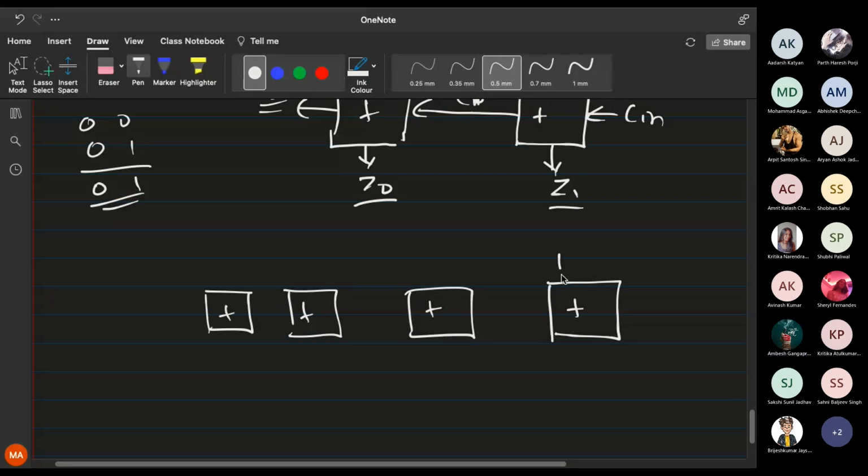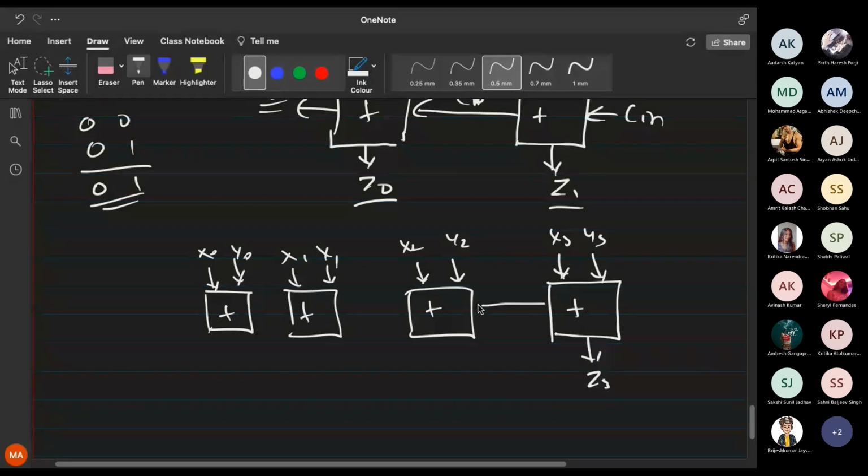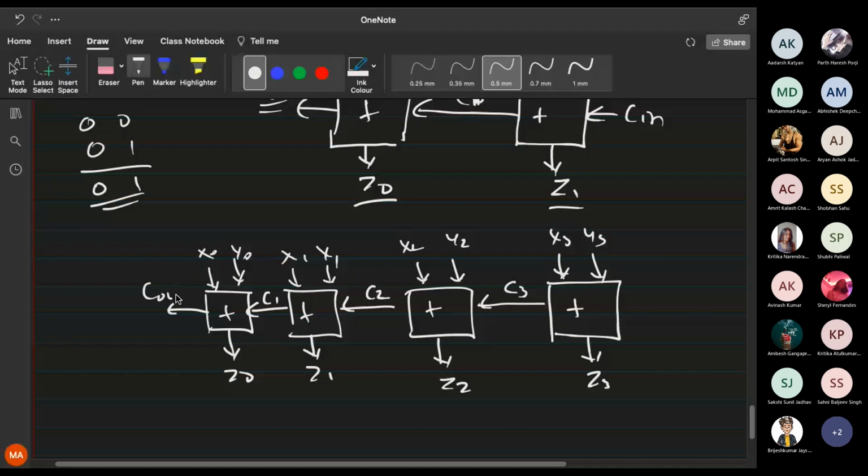First we will have x3 y3, then x2 y2, then x1 y1, then x0 and y0. Okay, tell me the output. For this case the output is Z3, along with that you have C3. For this, the output is Z2, along with C2. For this, the output is Z1, along with C1. For this, the output is Z0 along with the C out. Is this clear? And we have the first input as C in.